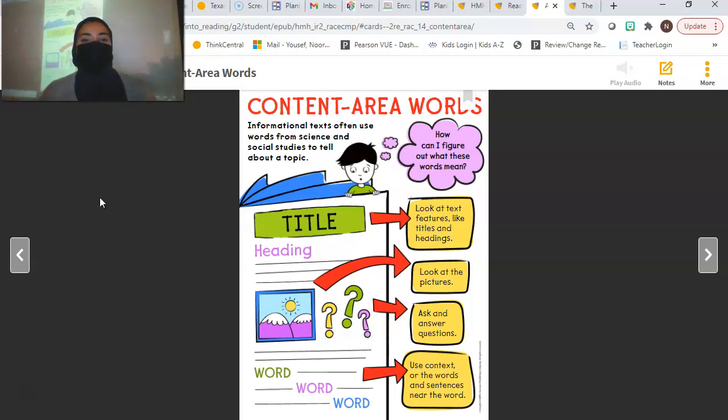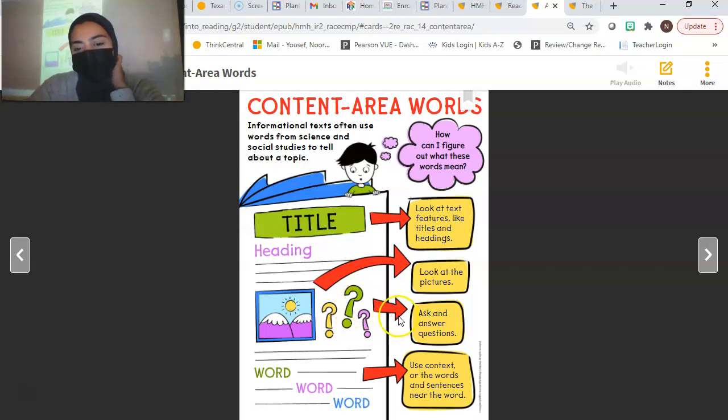Informational texts often use words from science and social studies to tell about a topic. How can I figure out what these words mean? So there is a title. Look at this graphic organizer, how it really breaks it apart. That top part where the words are all caps, that's called a title. Look at the text features like titles and headings. It can give you clues to what the word is or what the word means.